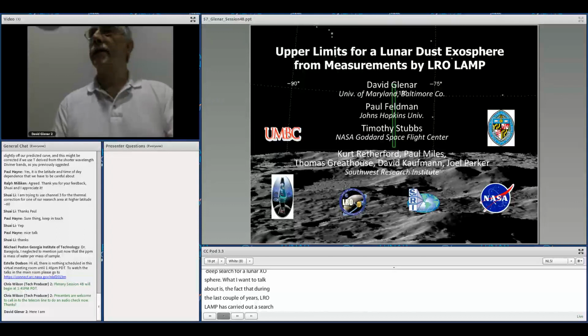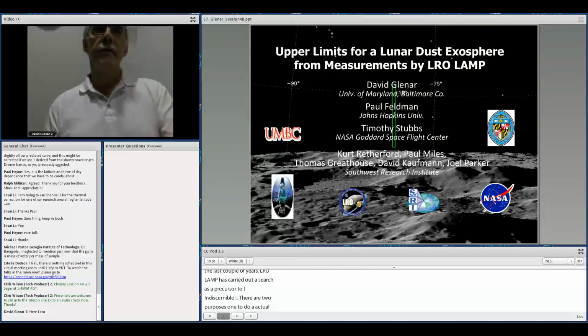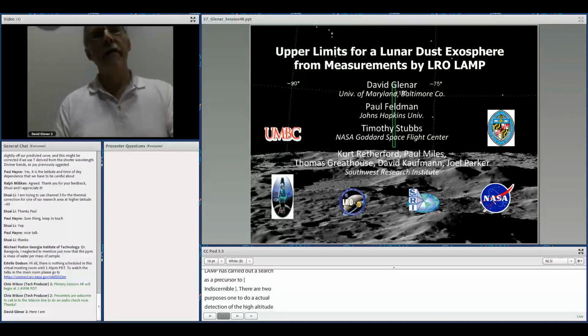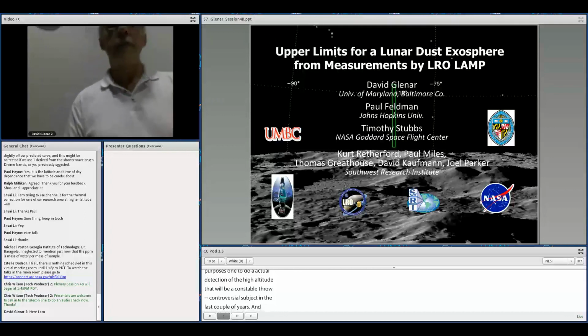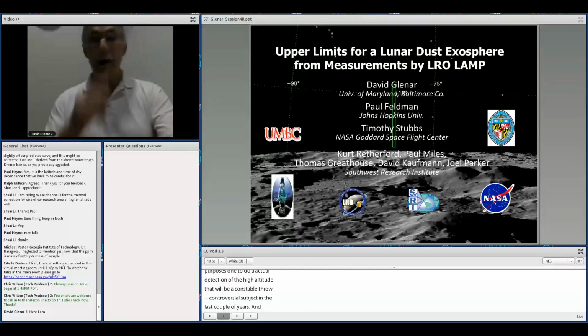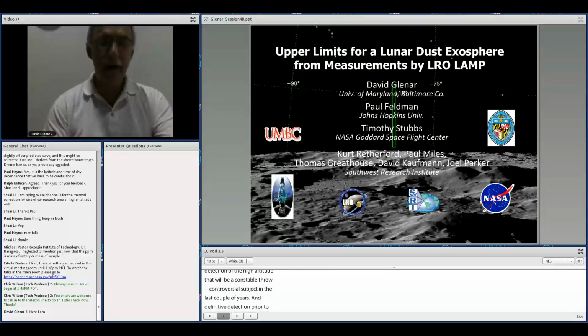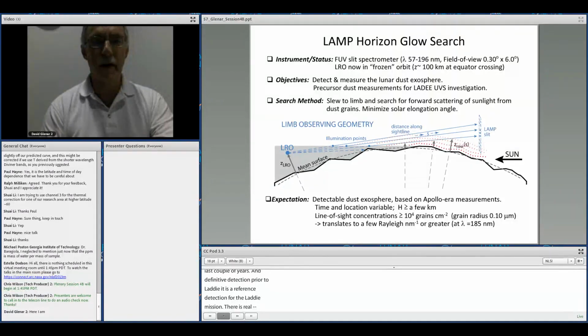One is to do an actual detection of a high-altitude exosphere. That's been a controversial subject in recent years. And the second is to do a definitive detection prior to LADEE, so that LADEE has, you might call that, a reference detection for the LADEE mission, because right at the present time, there's really nothing to go by except the old, very optimistic Apollo era estimates.